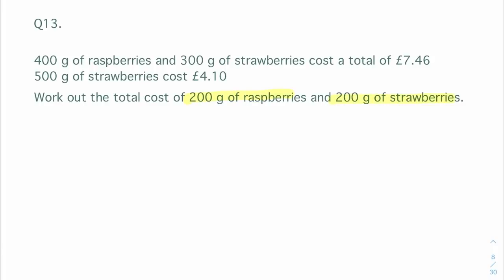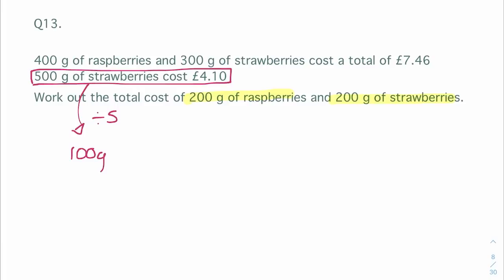Well, we want to work out the cost of every 100 grams. You could work out the cost of every 1 gram, but 100 grams should be fine here. So if we start, we can't work out anything from the first line because there's two different things there, but this second piece, 500 grams of strawberries costing £4.10, we can work out something from that. Now if we divide that by 5, that would give us the cost of 100 grams.